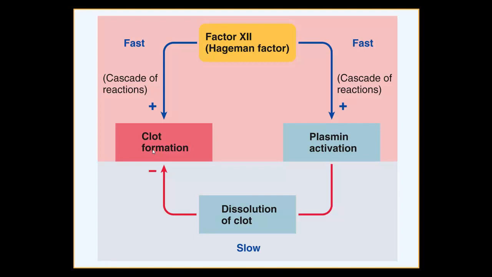Okay, so here's a little summary. Whether or not we have tissue damage, this is actually the intrinsic mechanism, then we will have blood clot formation. But at the same time, when the Hageman factor is causing this cascade of reactions to cause the blood clot formation, at the same time, it's also activating the plasminogen to become plasmin.